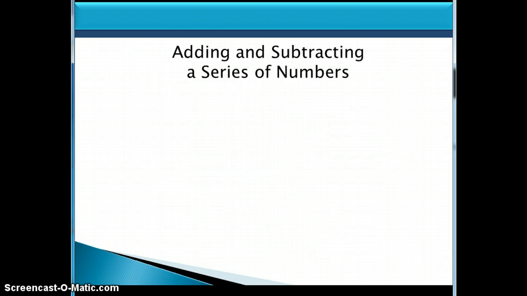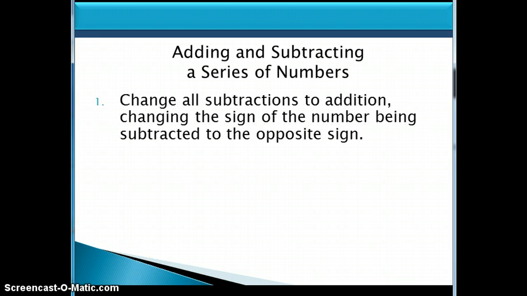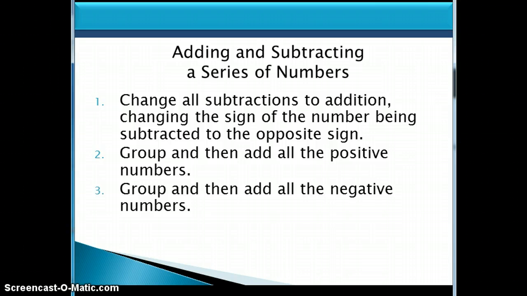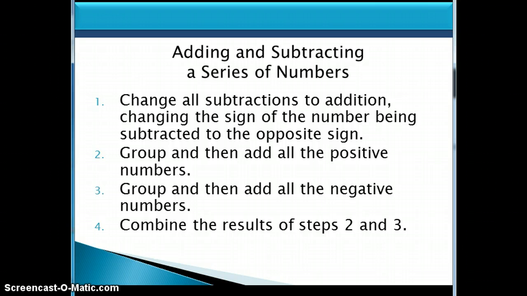Now let's look at how we add and subtract a series of numbers. So first we change all the subtractions to addition, and then change the sign of the number being subtracted to the opposite sign. So the two steps that we saw earlier. You want to make sure that you do this first before you do anything else. It's extremely important. Then you can group and add all the positive numbers together and do the same thing with all the negative numbers. And then take those two results and add them together.